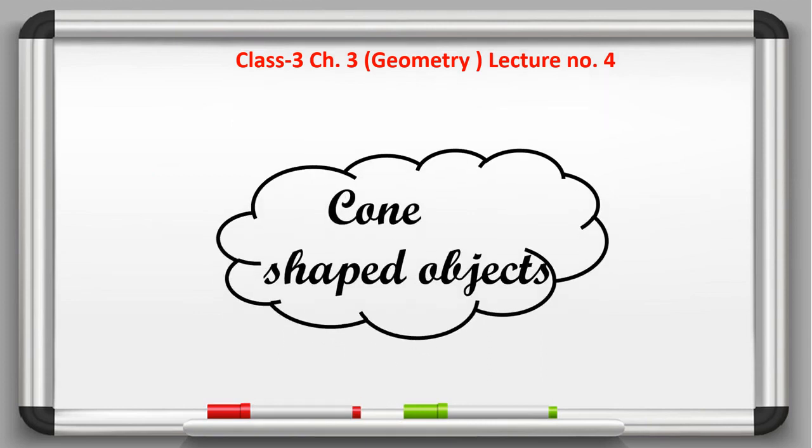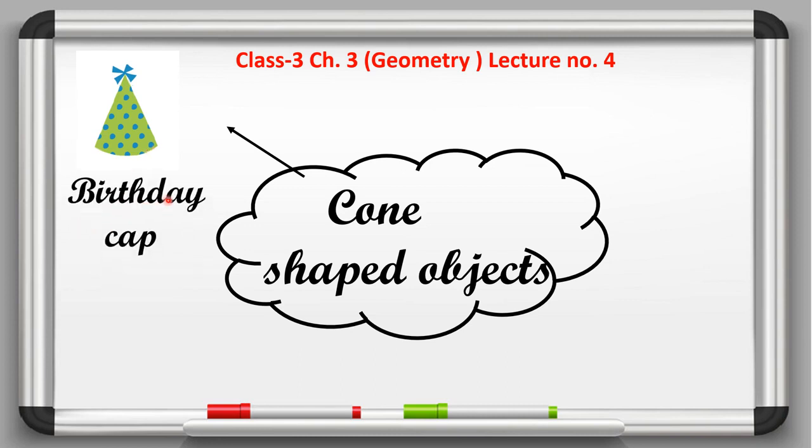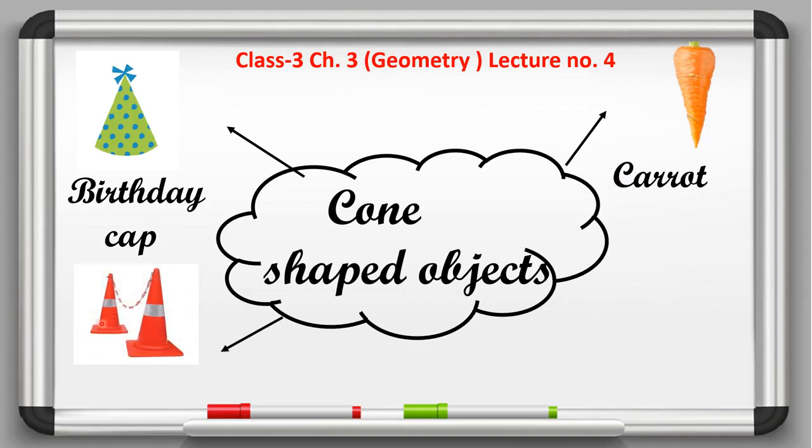Now beta, cone shape objects. So now I am going to show you some cone shapes. Okay, so let's start. Here, this is the cap, beta. We call it a birthday cap. B-I-R-T-H-D-A-Y, birthday, C-A-P, cap, birthday cap. And the next one is a carrot. C-A-R-R-O-T, carrot.